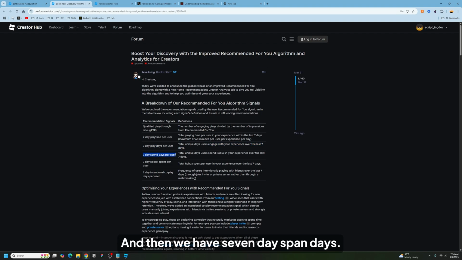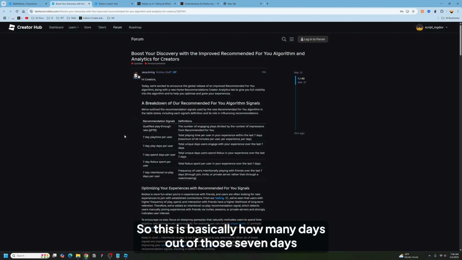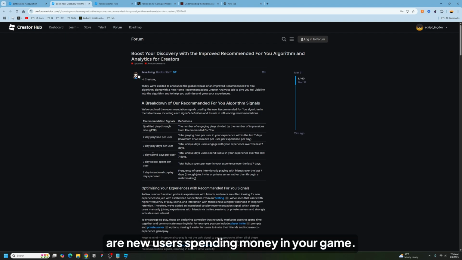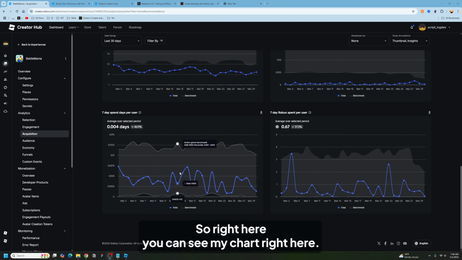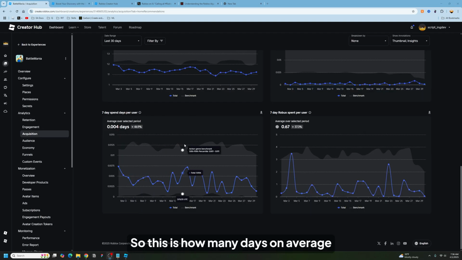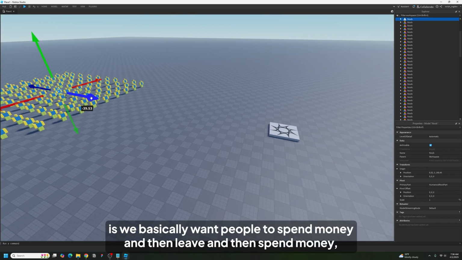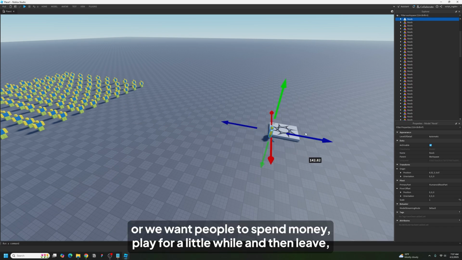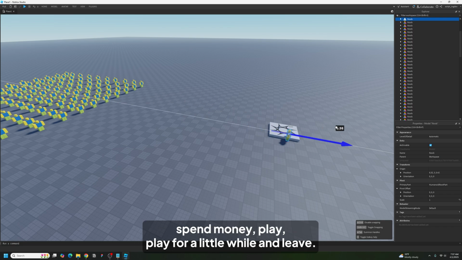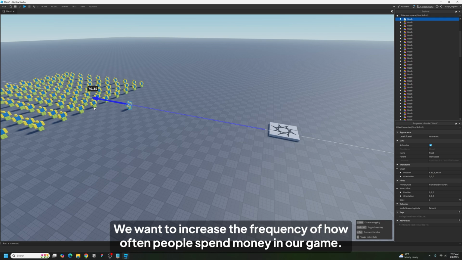And then we have 7-day spend days. This is basically how many days out of those 7 days new users are spending money in your game. Right here, you can see my chart. This is how many days on average over a 7-day period people are spending money. What we want is for people to spend money, play for a little while, and then leave. Spend money, play for a little while, and leave. We want to increase the frequency of how often people spend money in our game.